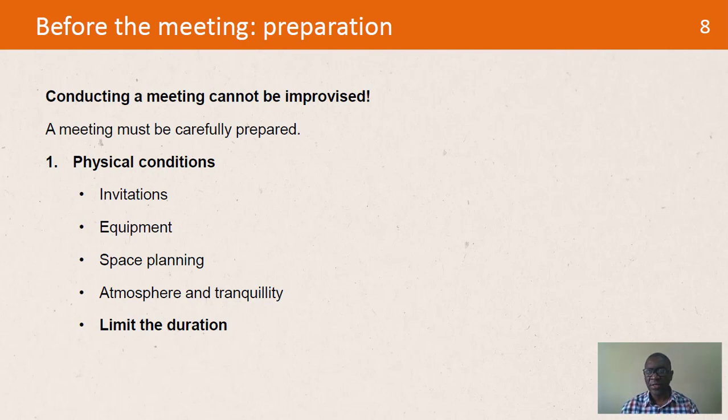Atmosphere and tranquility. It goes without saying that you should avoid premises that are likely to be places with incessant comings and goings. Limit the duration. It is usually advisable that a meeting lasts no longer than 2.5 hours to avoid the well-known saturation effects in participants. Also, regardless of the length of the meeting, the facilitator should allow sufficient breaks.